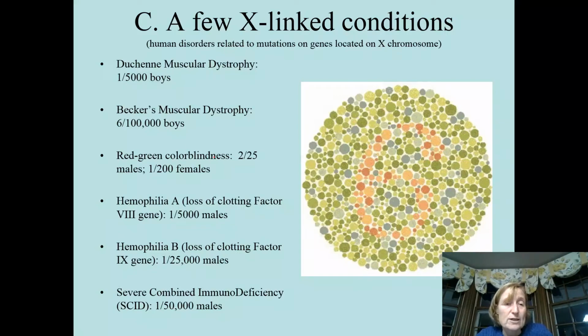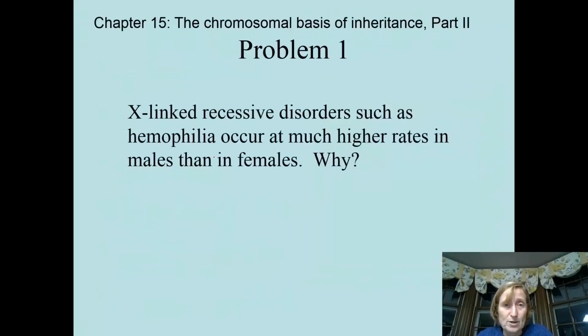And then there's SCIDS, the condition in which you essentially have a total lack of an immune system, and that is also linked to a gene on the X chromosome. So these are just a few of the X-linked traits linked to genes on the X chromosome. I think that's where I'm going to end, and we will start part 2 by rolling into a number of problems about sex linkage, and we'll go from there.